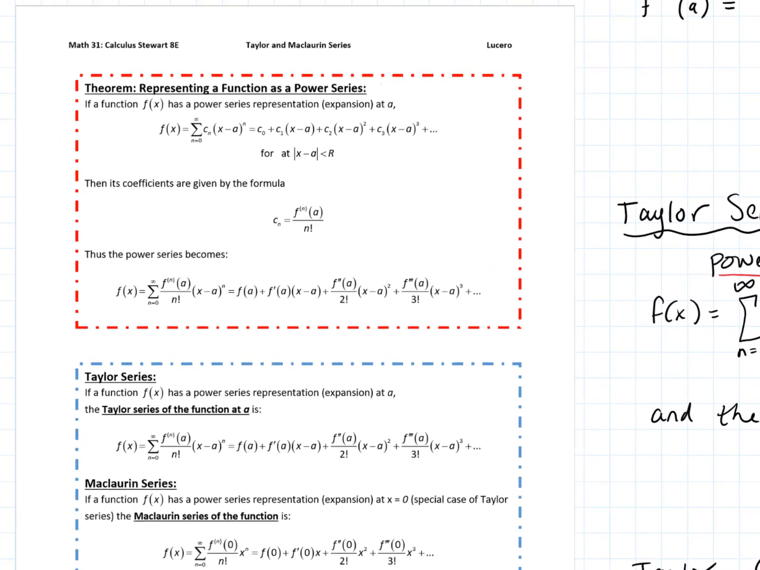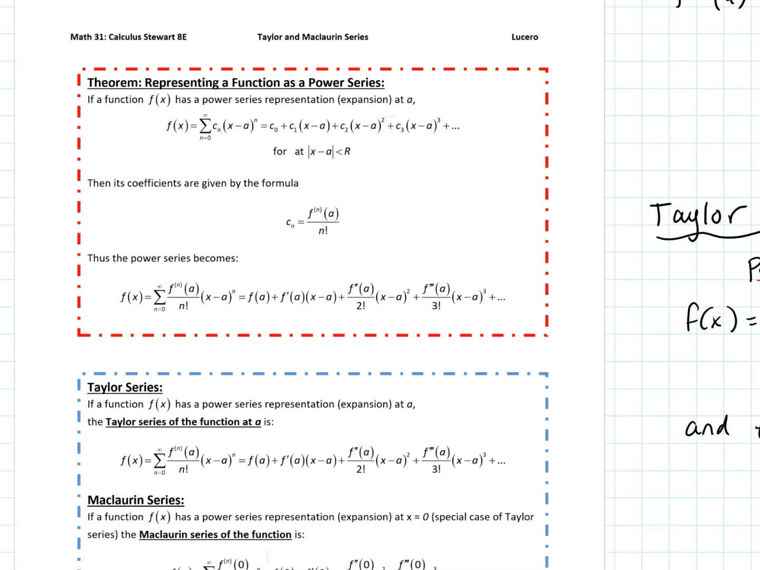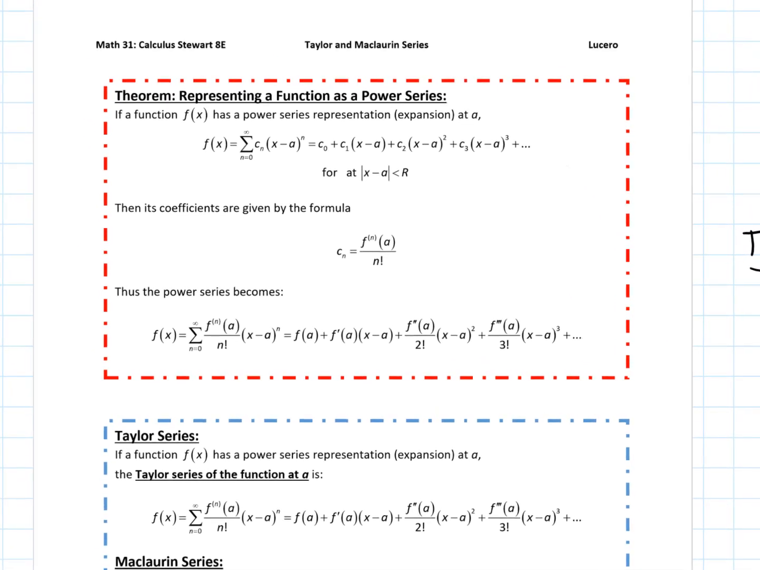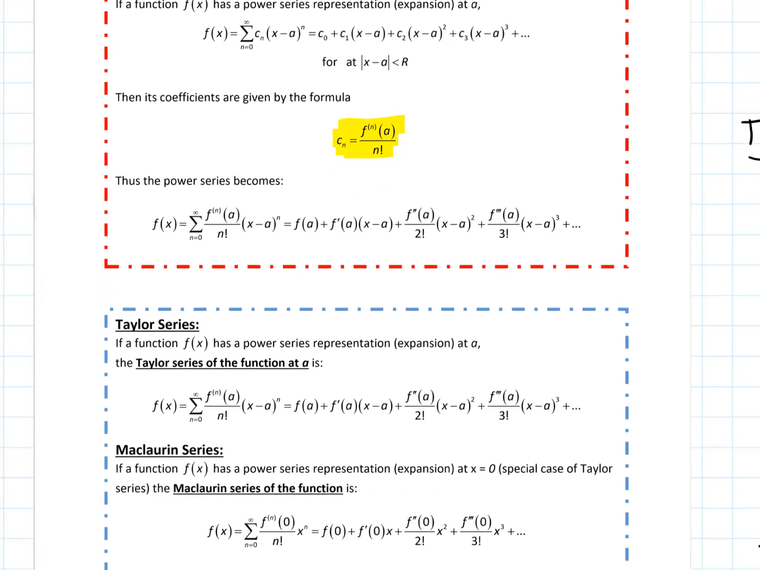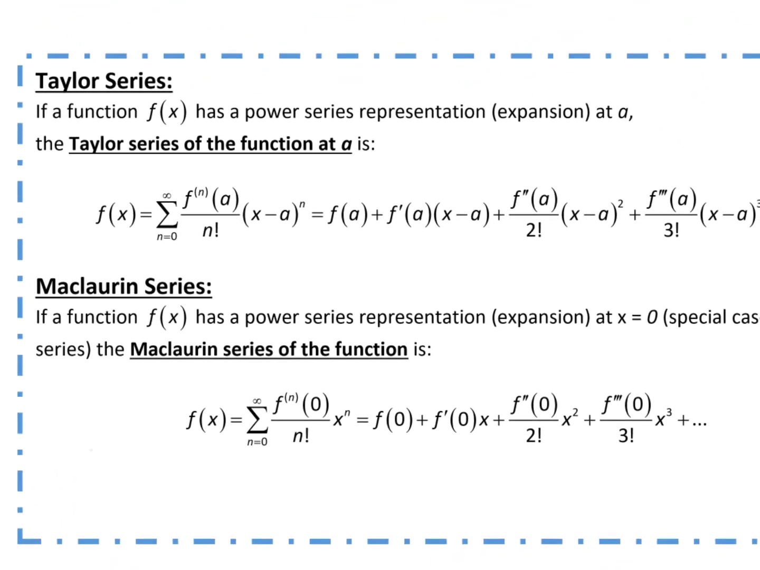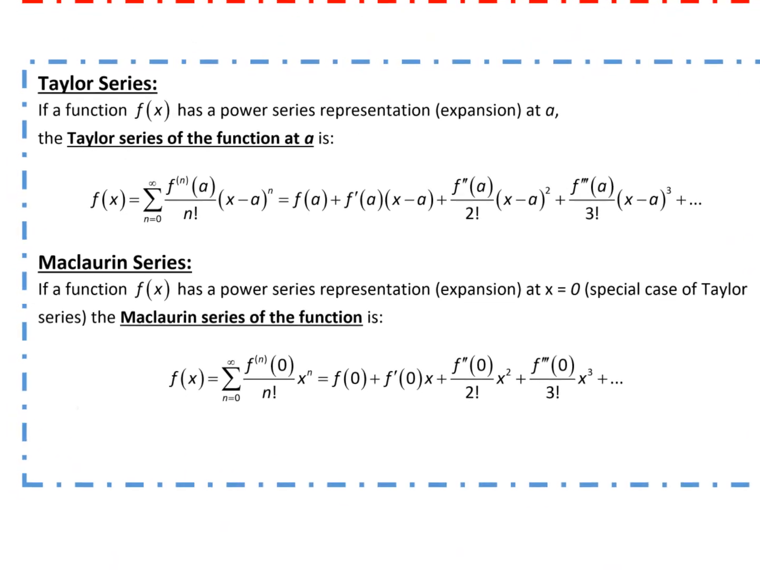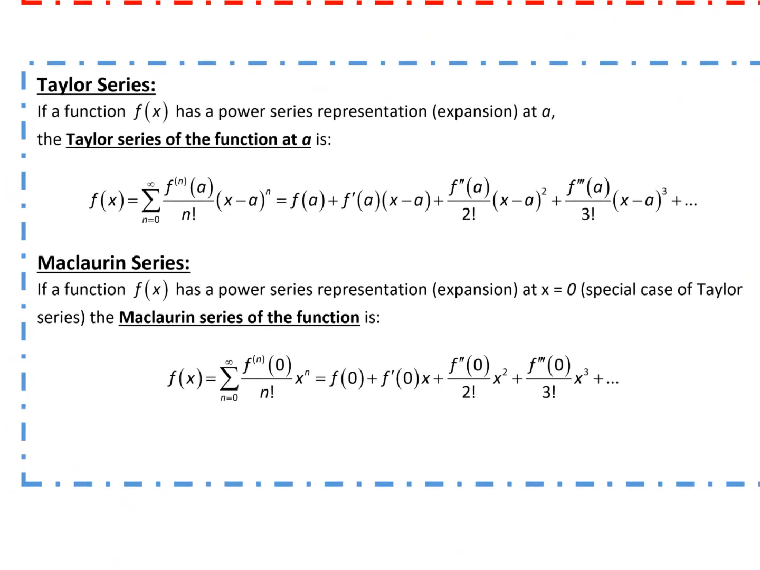Before we do, let me summarize what I just wrote, here in typed form, and I'll post this in typed form for you to reference as well. If we have a function that has a power series representation, we can find its coefficients by looking at those nth derivatives and evaluating them at a over n factorial. That generates our two specific series: a Taylor series, where we're centered at the generic x equals a, and the Maclaurin series when a is equal to 0.